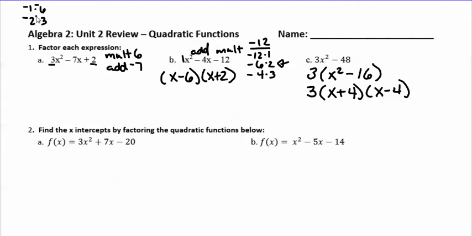Negative times negative is still positive. But if I add them, now I get a negative number. So the numbers that multiply to 6 and add to negative 7 are negative 1 and negative 6. So I can't just put them right into my factors, it just doesn't work. But what I can do is split my middle term, negative 7x, into 2. So I'll have negative 1x and negative 6x.